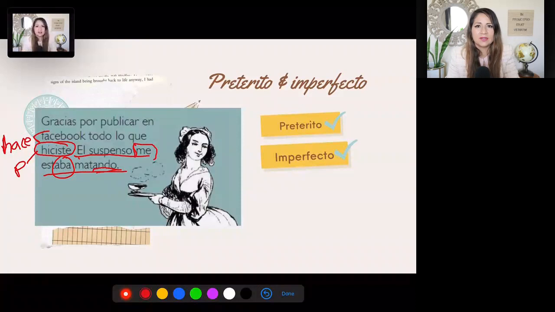I know, right? So a lot of people post everything that they do on Facebook. And yeah, we can't wait sometimes, right? To know what people are doing.